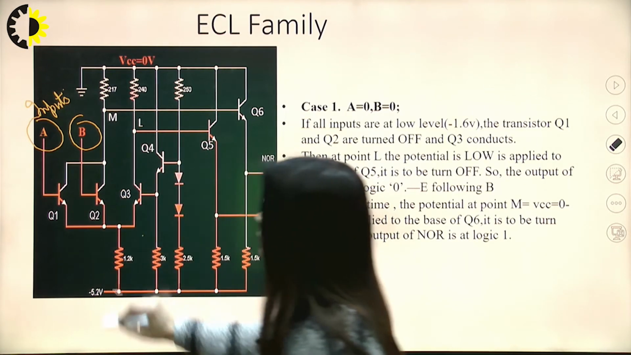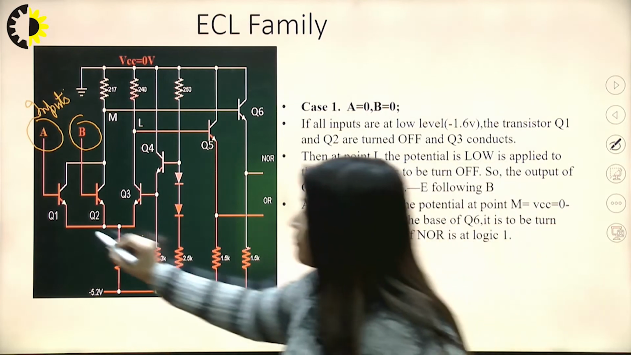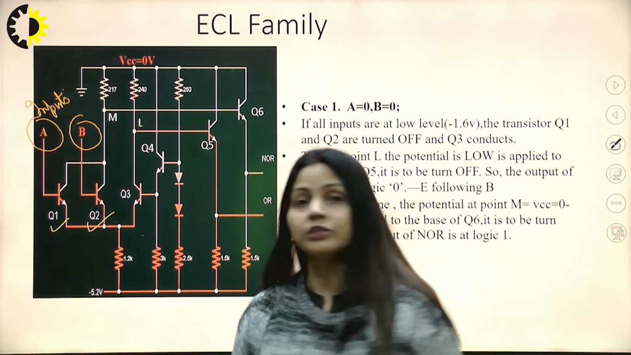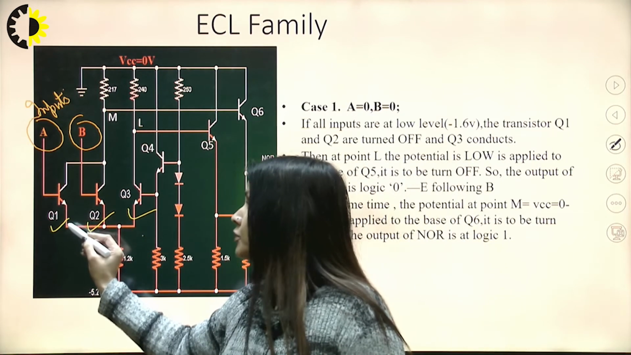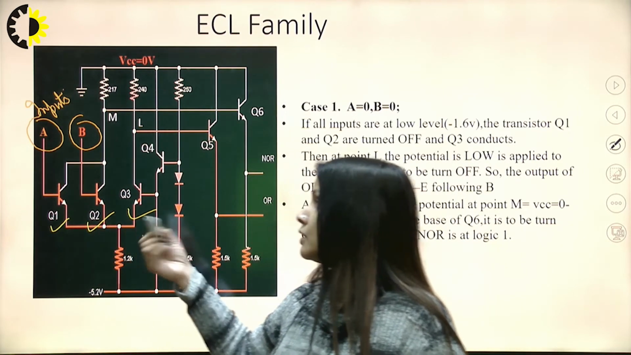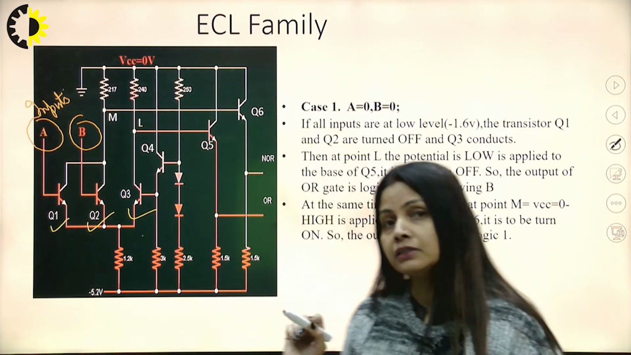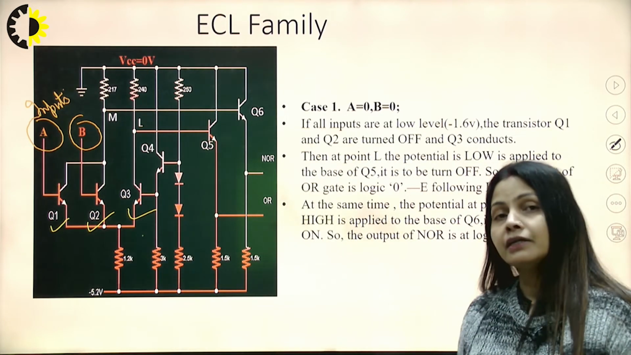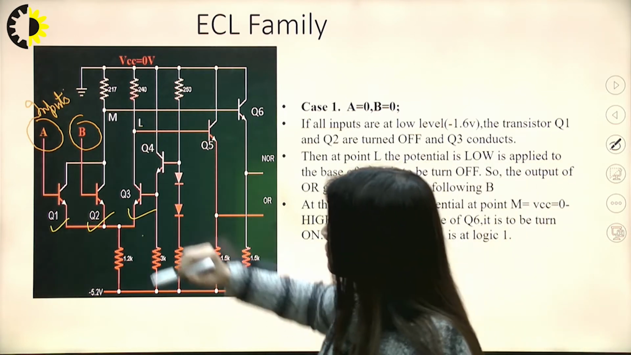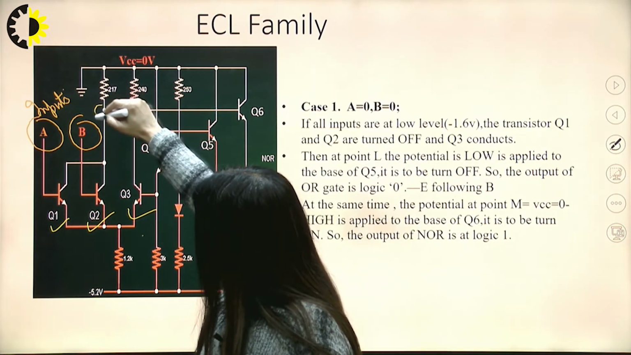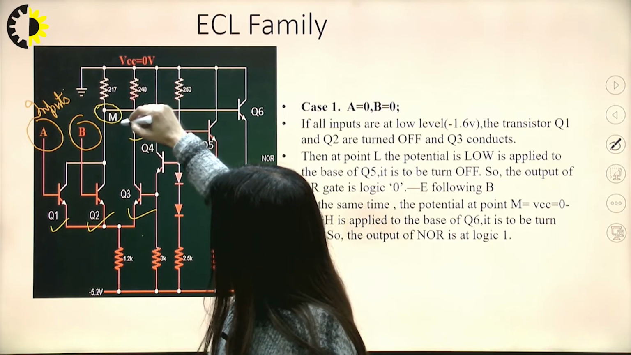So see here, one major important point is that if Q1, Q2 is off, then Q3 will be on. If any one of the Q1 and Q2 is off, then Q3 will be on. So in this way we will go ahead, right? Here I have taken one point M and one point L.